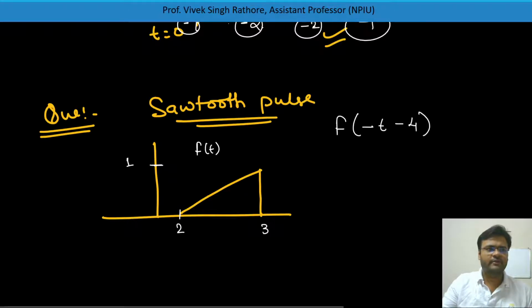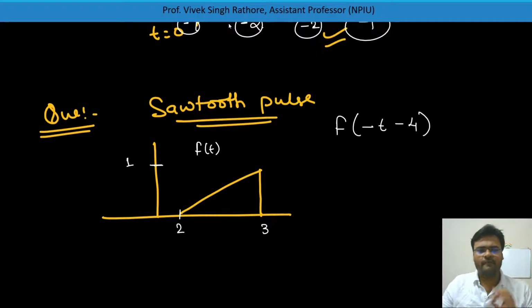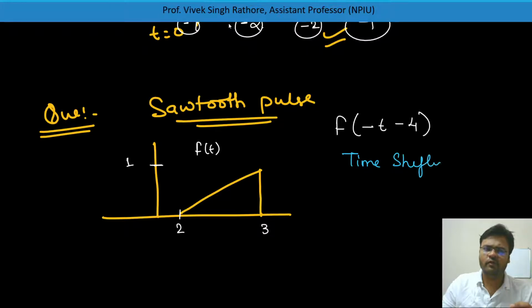Whenever we do this type of operation, first you need to do time shifting. Anyway, you can do it with another method also, but that will leave you with a lot of steps. For shorter tricks, you can prefer to do time shifting first. Then you can go for time reversal or time scaling. So the first step will be f(t-4), and you need to plot f(t-4).